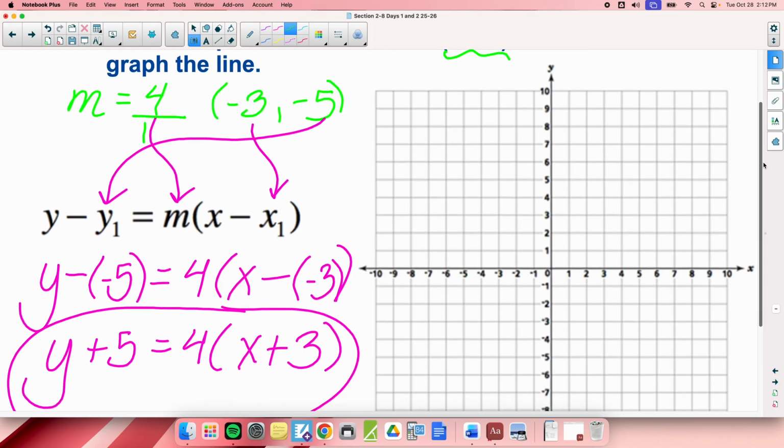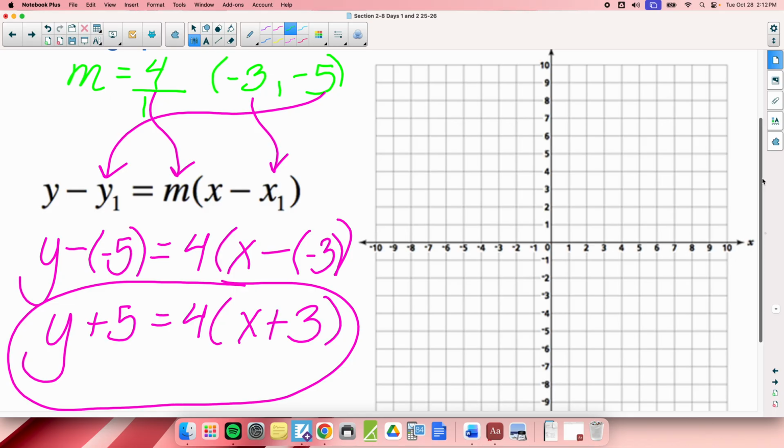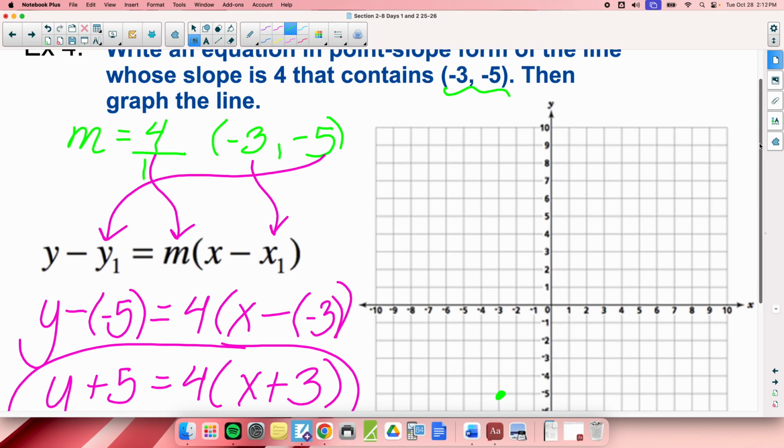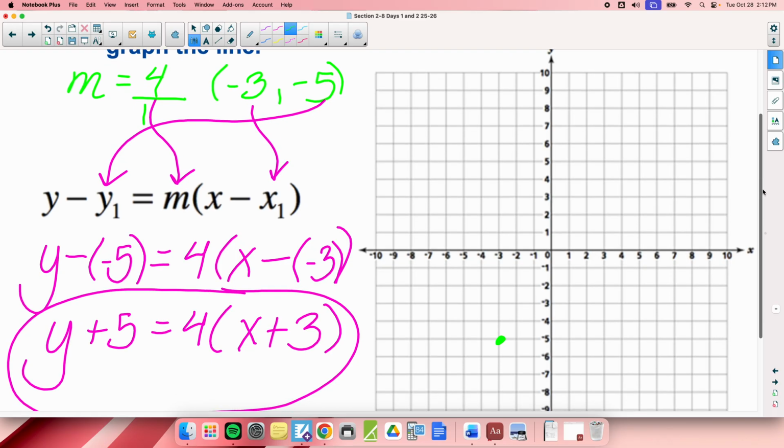So let's plot -3, -5 down here. And then what Tyler was saying is your slope is 4 over 1. If it's positive, you guys, you go up and to the right. If it's negative, you go down and to the right. So this one happens to be positive again.